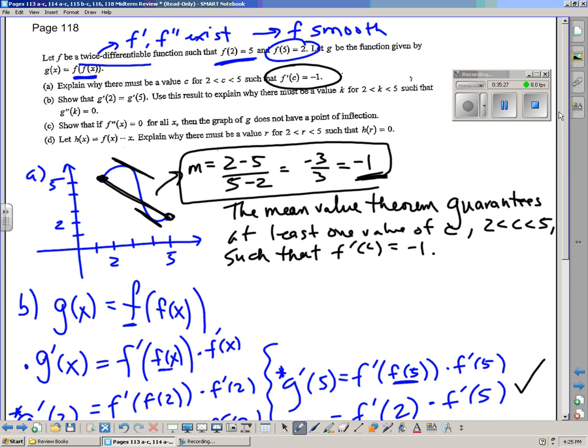All right, we're going on here. So part C says, show that if f double prime of x is equal to 0 for all x, then the graph of g does not have a point of inflection.